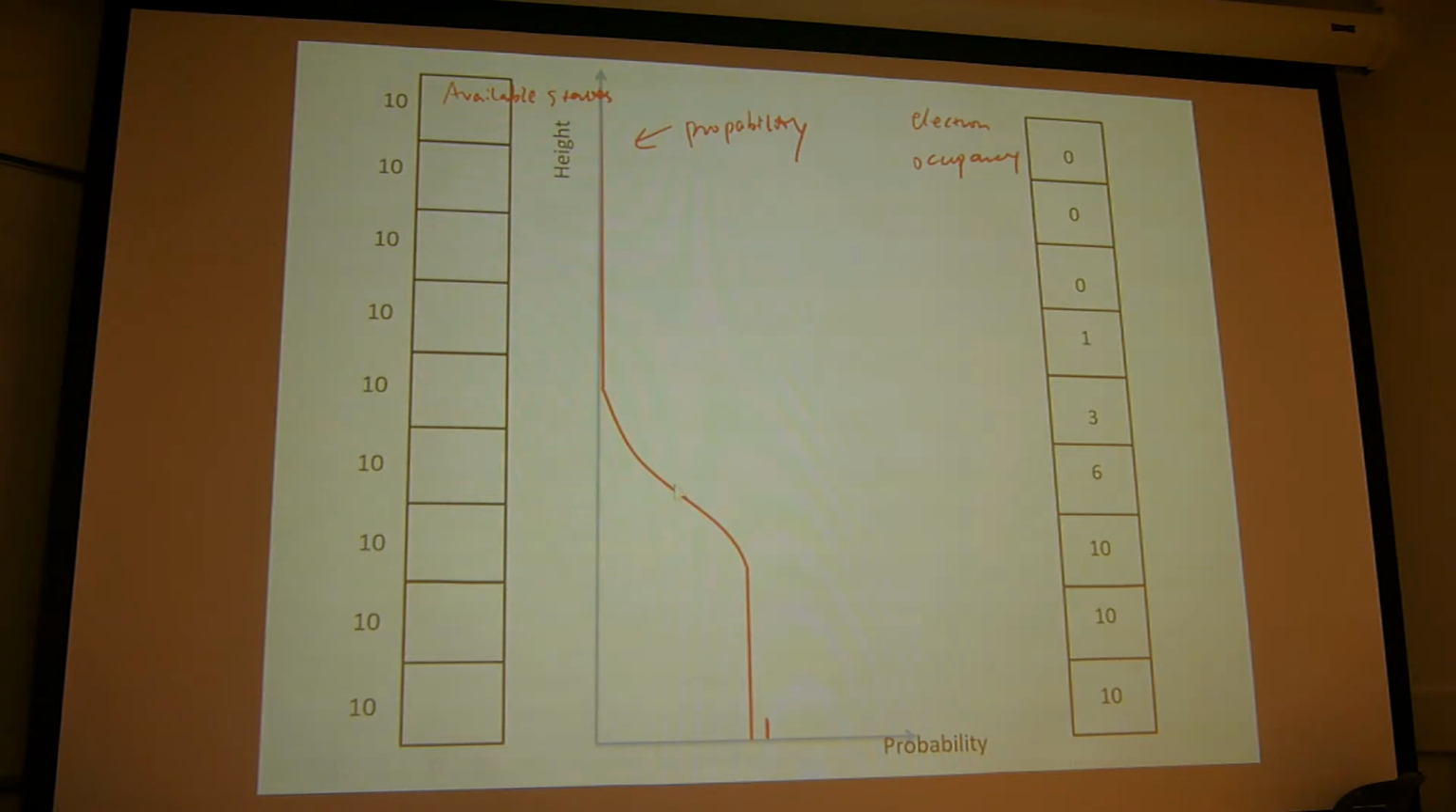But starting from here, the probability drops. So probably you get 6, and then here maybe 3, and at the very top you have a little bit of probability, maybe you get 1. So this is why we use this probability to find out the actual electron occupancy. Any questions here? So as the energy is decreasing, right? Yeah, the pointing up is the energy up.